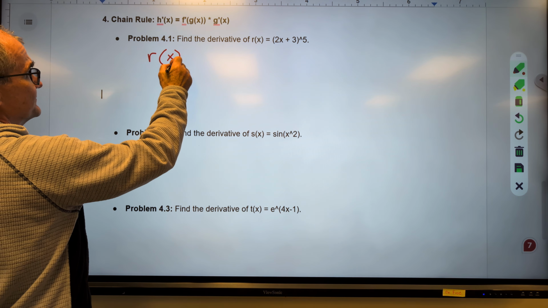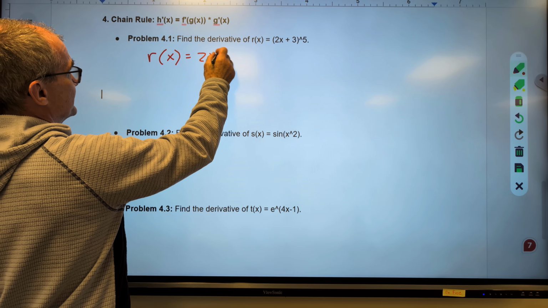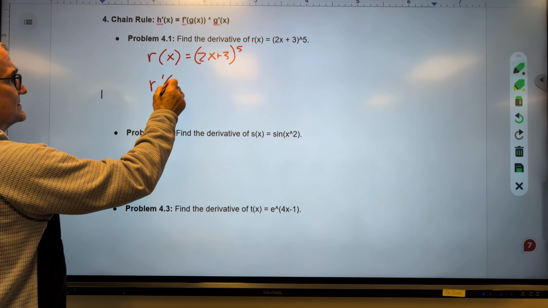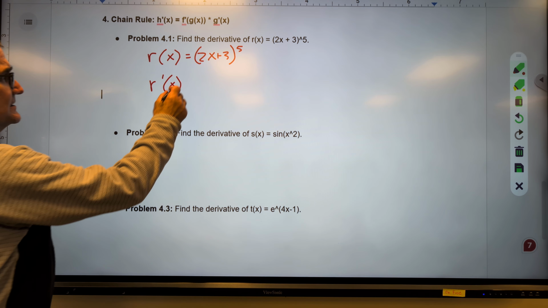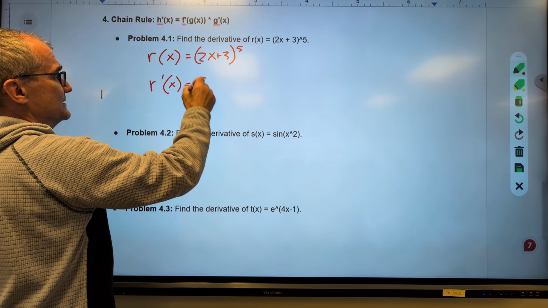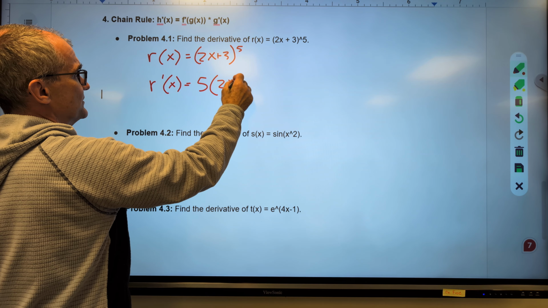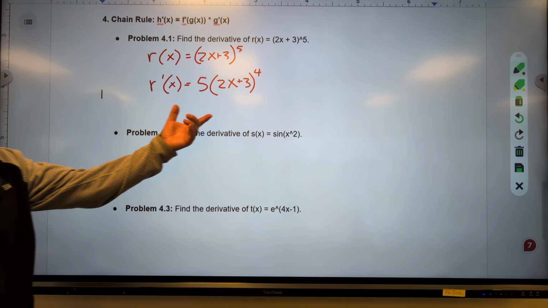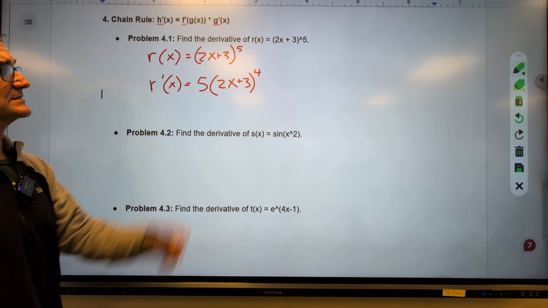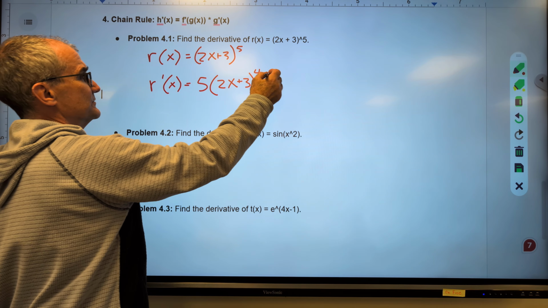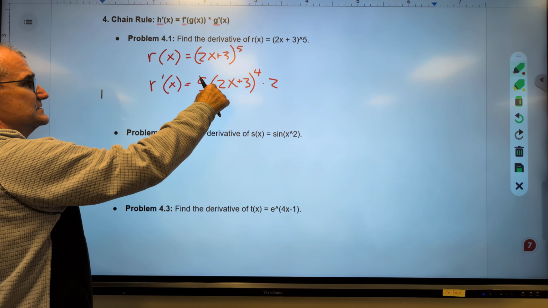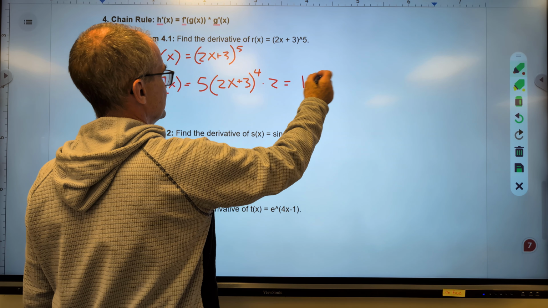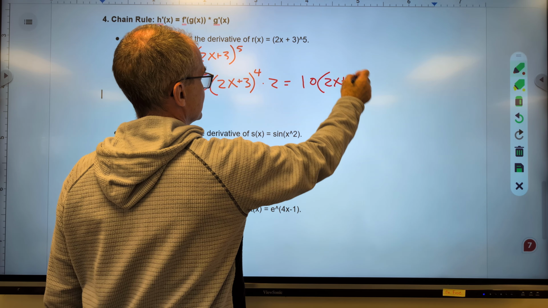This is my function r of x. It is equal to 2x plus 3 to the power of 5. So r prime of x, the derivative of r of x, is equal to 5 comes down in front times the same thing inside, 2x plus 3. Subtract 1 from there to get 4. And then the chain portion of it, now I multiply by the derivative of what's inside, which is just 2, right? This 2x to the first is 2 times x to the 0. Just to clean up that derivative a little bit, gives me 10 times 2x plus 3 to the 4th.